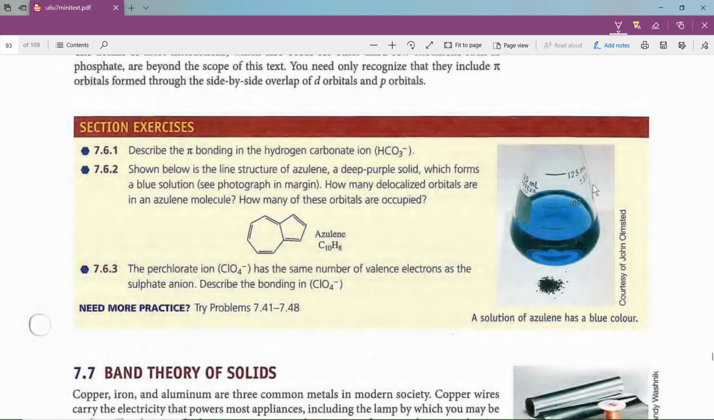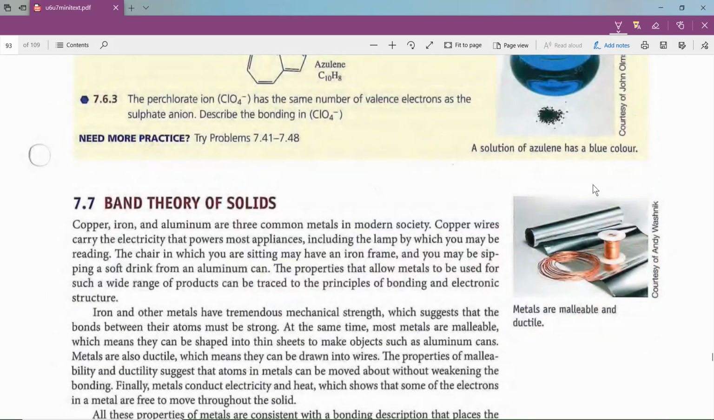Then we get into the band theory of solids. You won't find that many questions on those topics, but it is good to know.